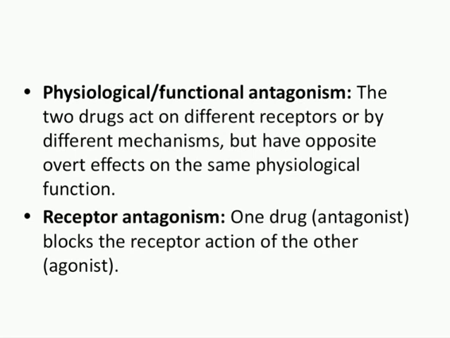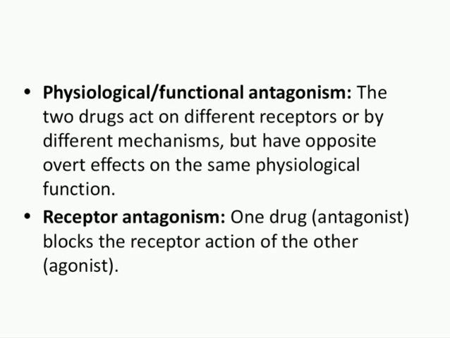Now the third type of antagonism is your functional or physiological antagonism. So when two drugs act on different receptors or by different mechanisms but have opposite effects on the same physiological function, then this is termed as functional antagonism, and they have a pharmacological effect in opposite direction, right? For example, when histamine and adrenaline are given together, they have an effect on bronchial muscle and blood pressure in opposite direction.